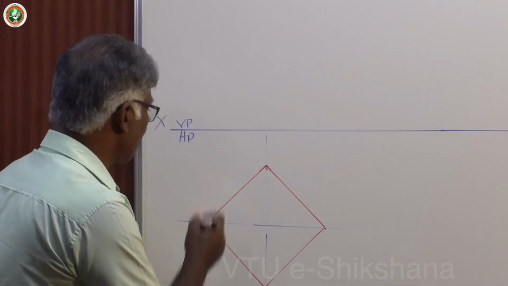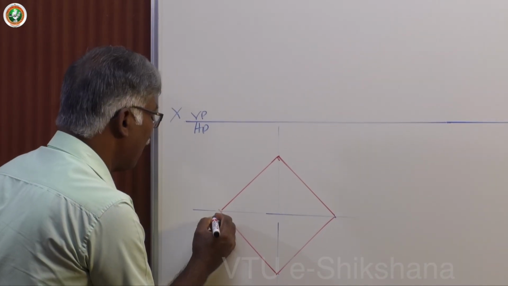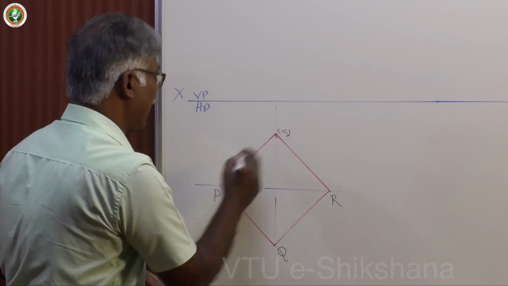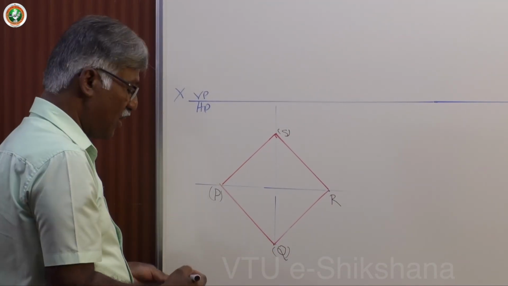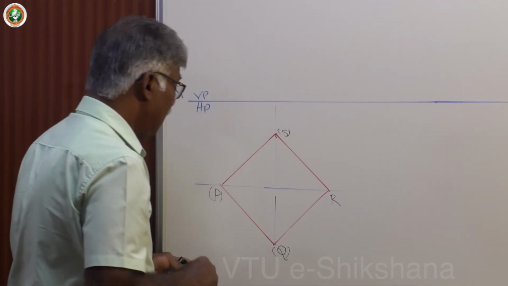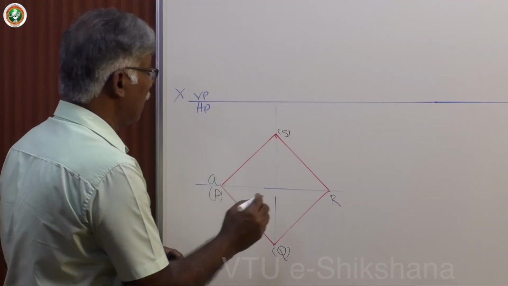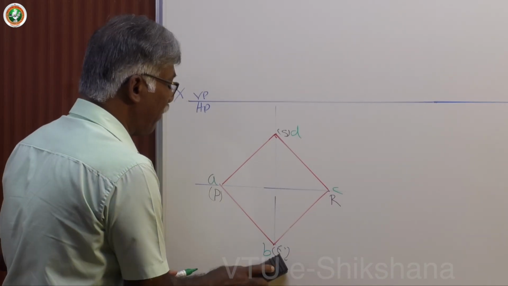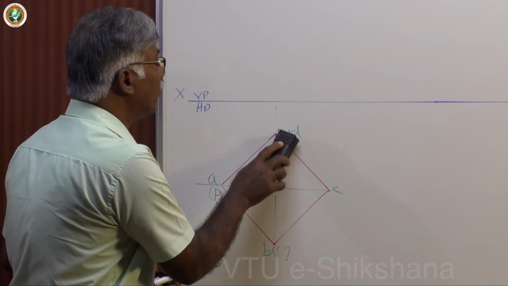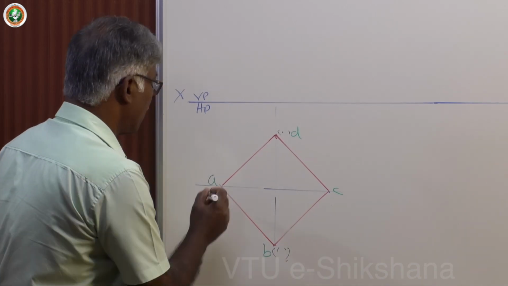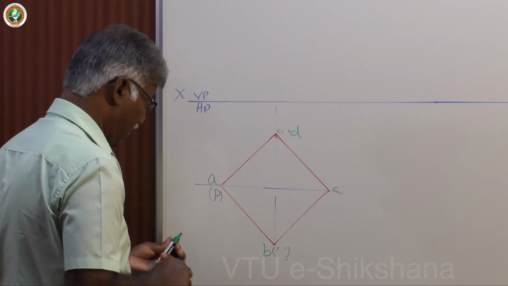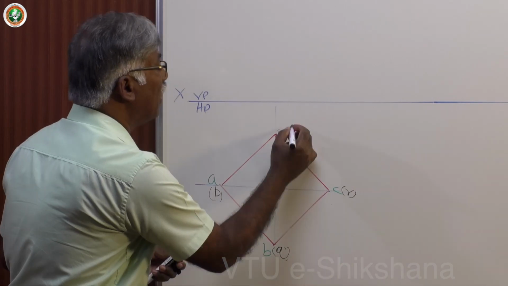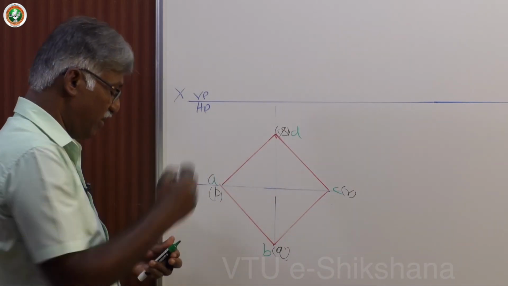First, let me name these points. While working, I will show the model and explain. P, Q, R, S are the base sides. It should be in bracket. Let me be very clear. A, B, C, D. Now, it should not be capitals because it is projection of solids. Small letters. P, Q, R, S. A, B, C, D.